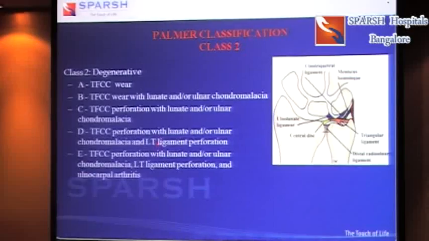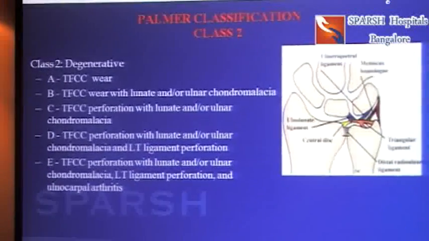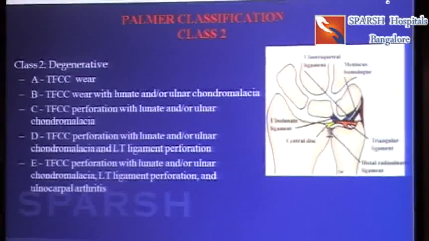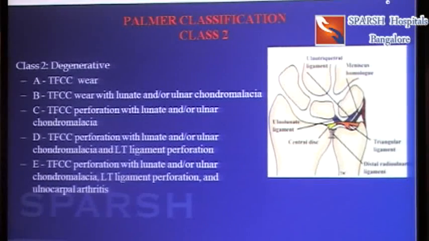If we have along with that an LT ligament perforation, so the ligament between these two, if that is also perforated, that's why I ask you to test LT ligament tenderness during examination. If it is perforated, then it can also cause lunotriquetral instability. That's D. E is whole ulnocarpal arthritis.